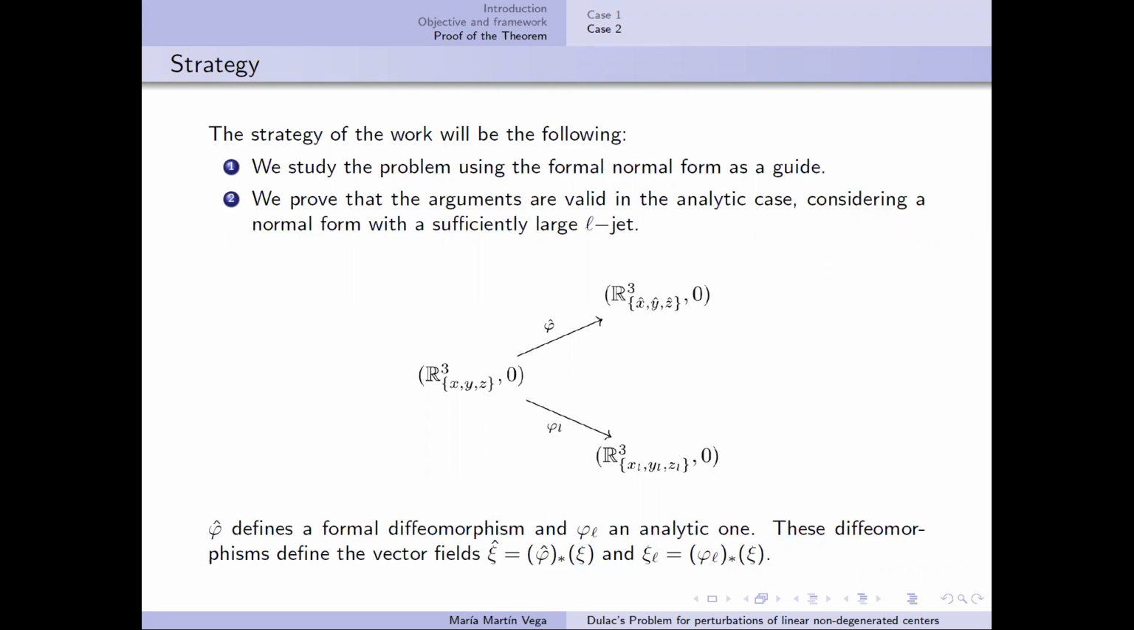We use the formal normal vector field as a guide, and later we prove that these arguments that we are finding are valid in the analytic case. Just a diagram to understand it better. This is our original space. We have the formal diffeomorphism and formal coordinates, and we also have analytic diffeomorphisms for every L, such that we find the analytic normal forms. And with this diffeomorphism, we define the transformed vector fields, and we will study these vector fields.